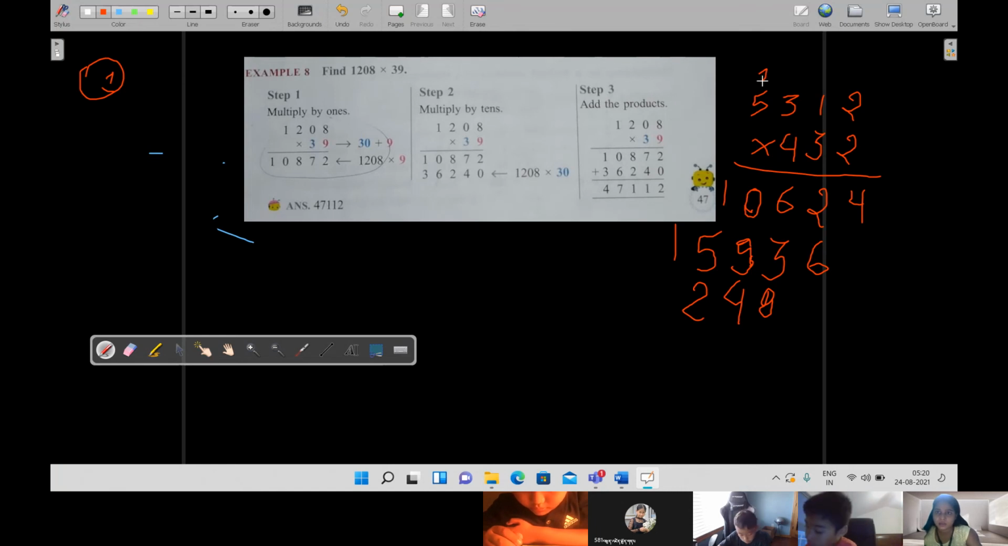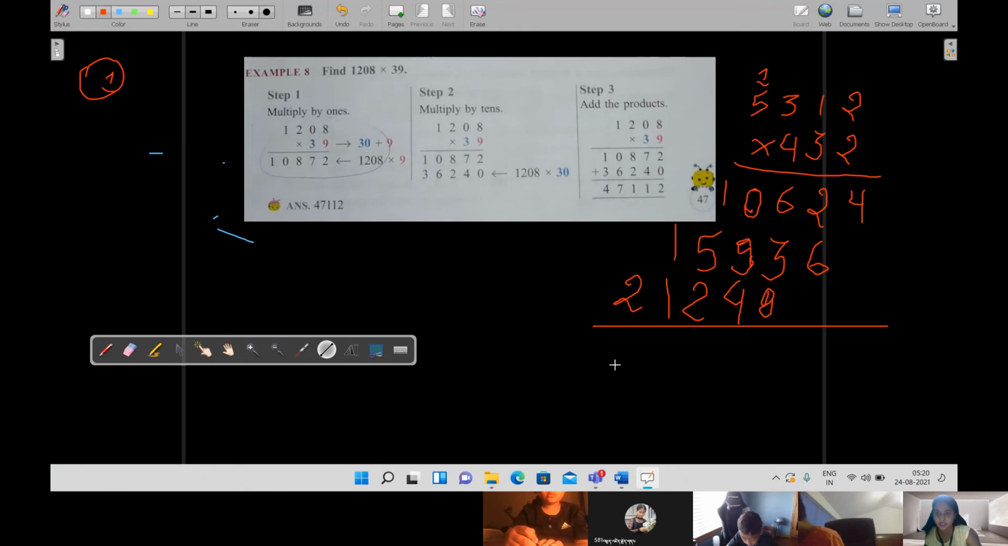Now 1 comes in here for the addition. So 4 into 5 is what? 20. Now we have to add one more. It becomes 21. Yes, it becomes 21. Now I understand. Yes. Now it's time for addition.